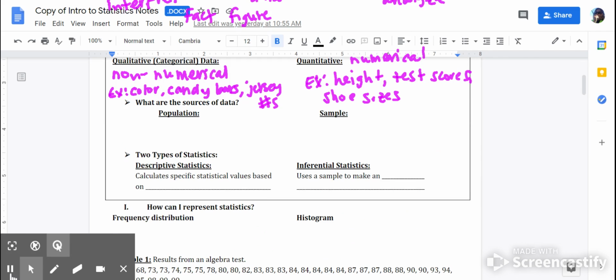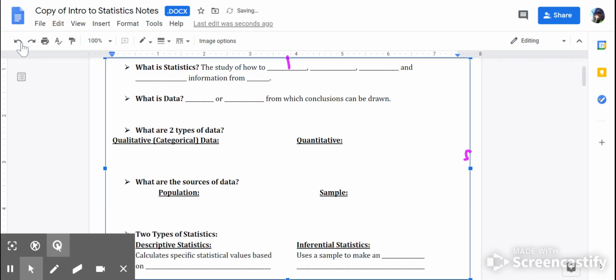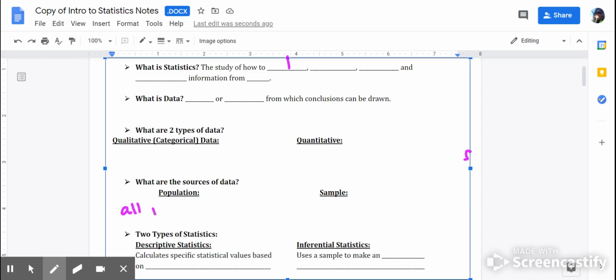So now that we know what statistics is and what different data points are, how are we going to get this data? We have two different sources where we can get the data. One is going to be the population, and the population is going to be all measurements of interest. Now this can be a large-scale population or it can be a small-scale population.